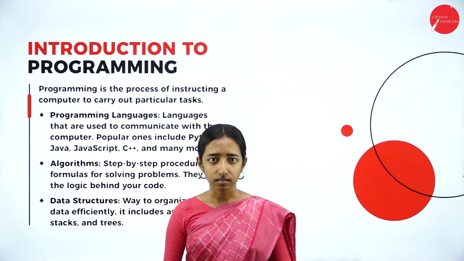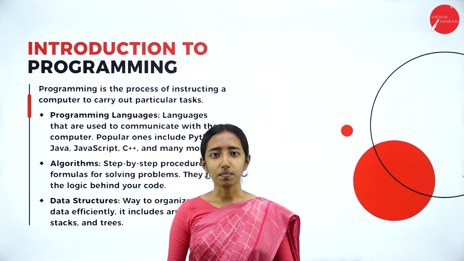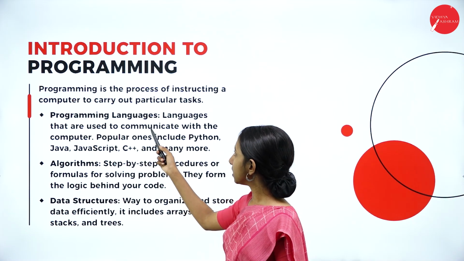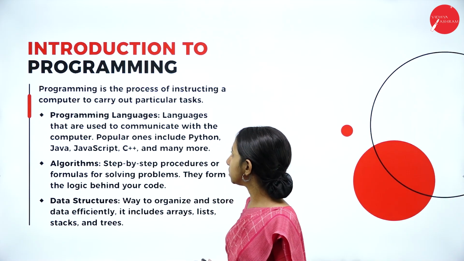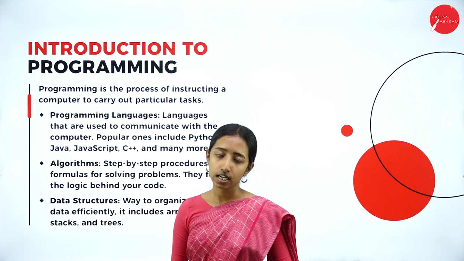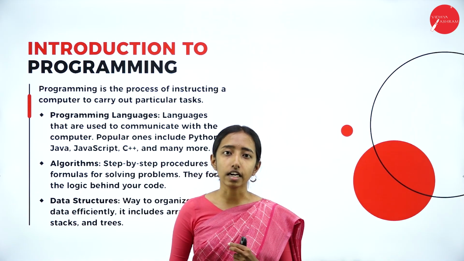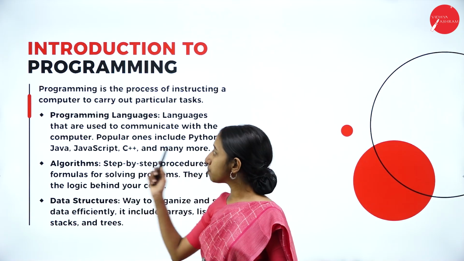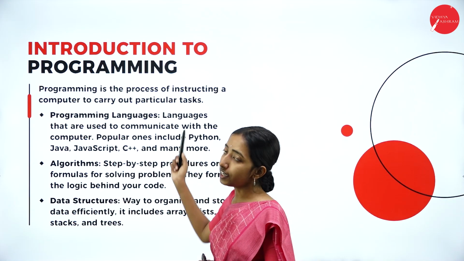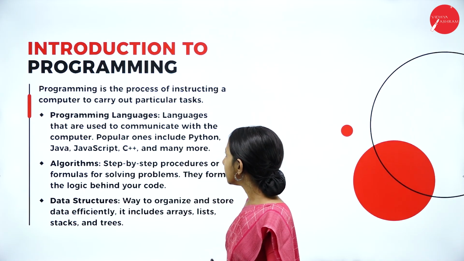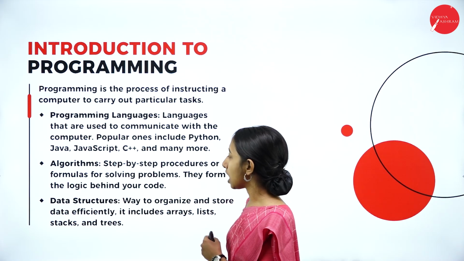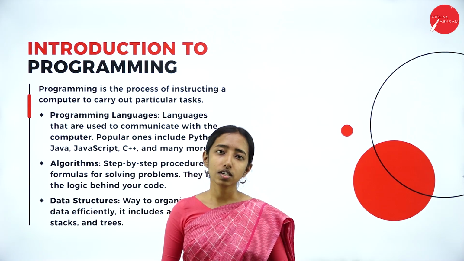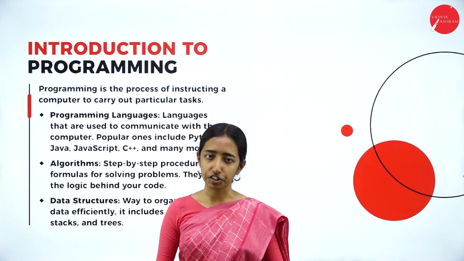So what is programming? Why are we learning it? What is C++? Is it a programming language? Well, programming is the process of instructing a computer to carry out a particular task. Programming is a set of instructions that we give to the computer, a machine, to do a specific task. Programming has different languages, like Python, Java, JavaScript, C++ and many more. Right now we are learning about the C++ programming language.